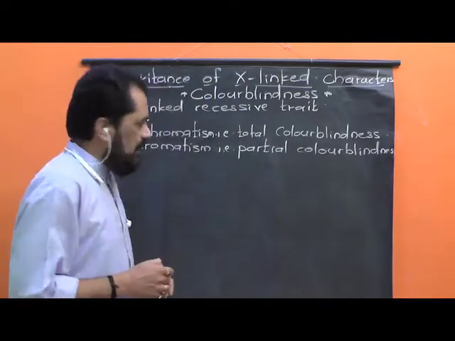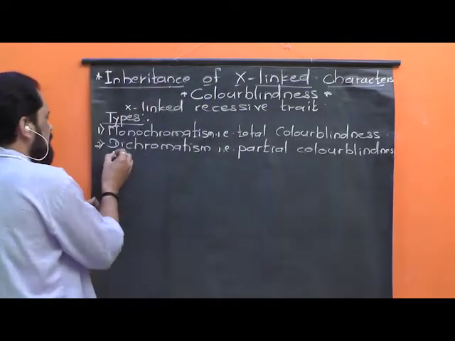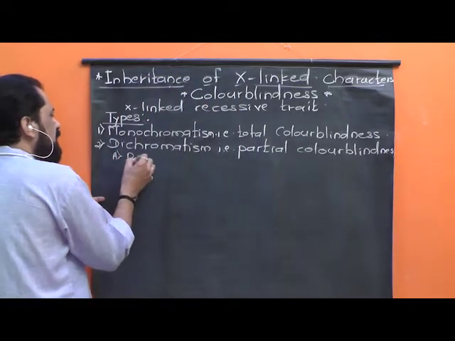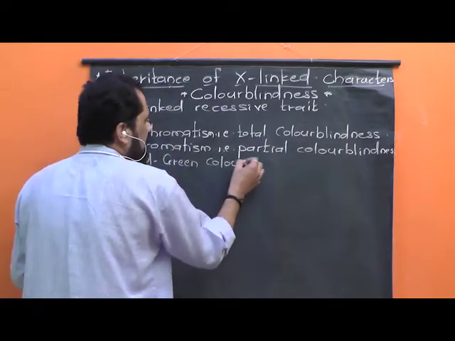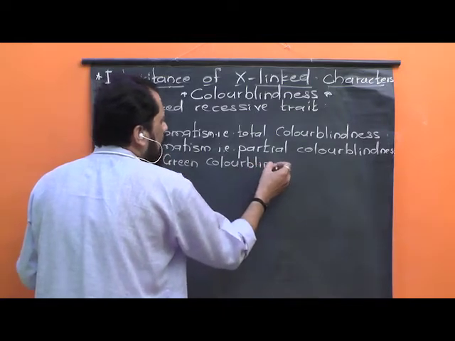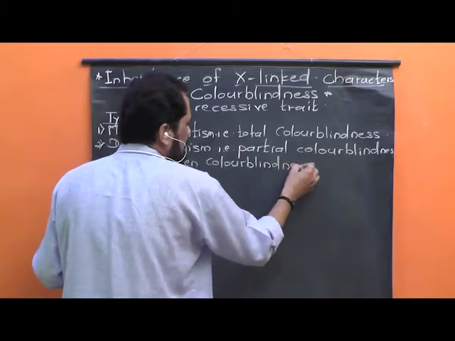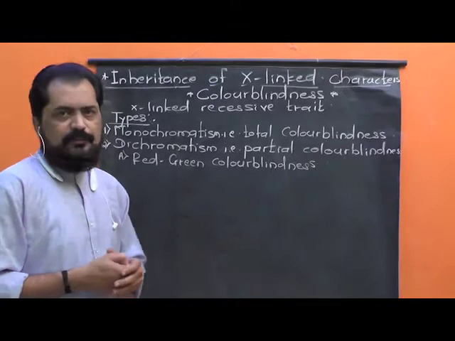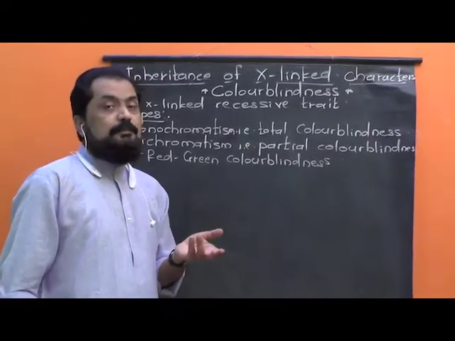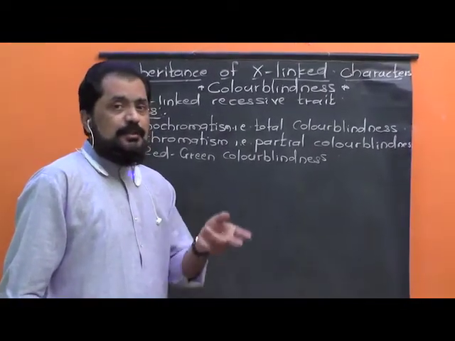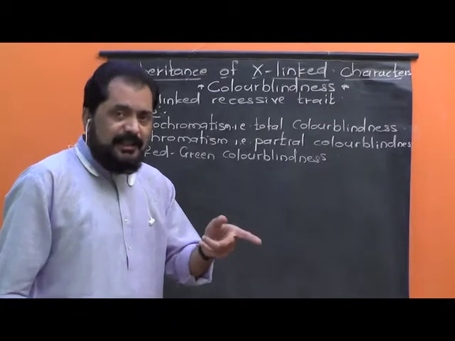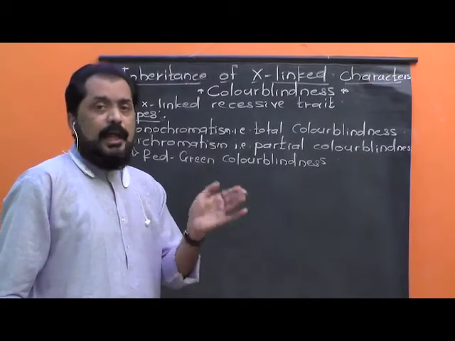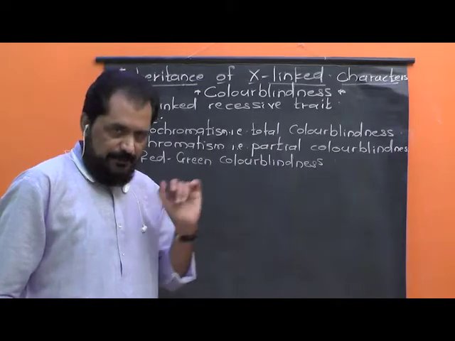There are two main types of partial color blindness, such as the red-green color blindness. It is the most common type of color blindness, in which a person cannot distinguish between red and green color, and both colors appear to him as gray.